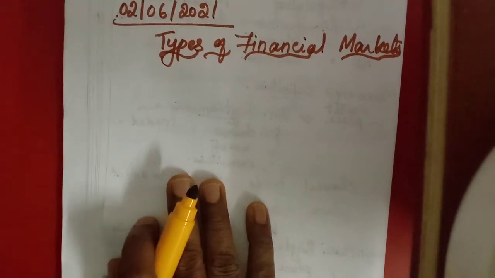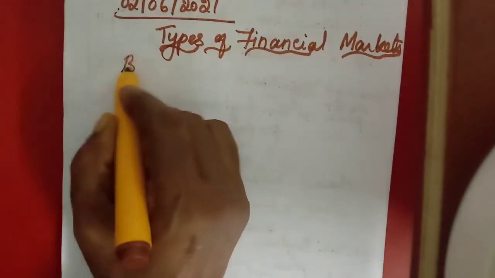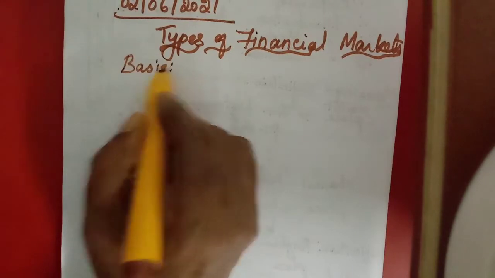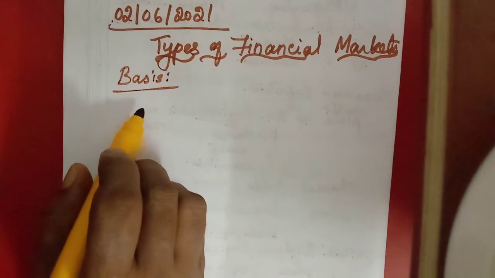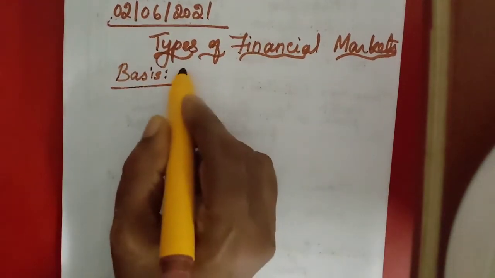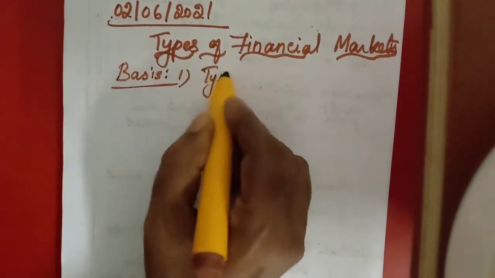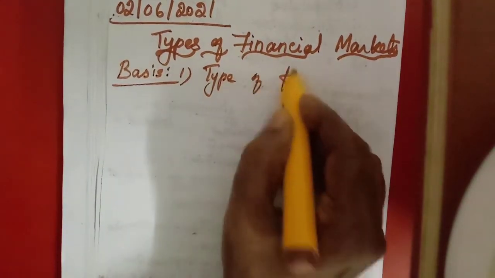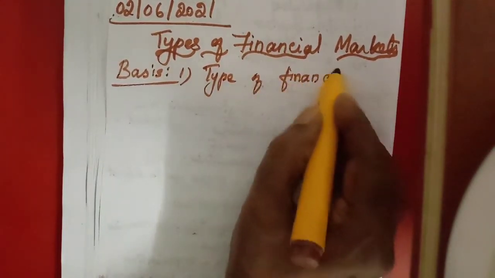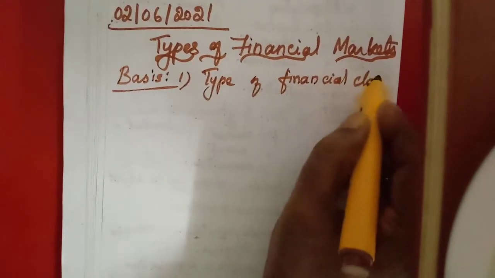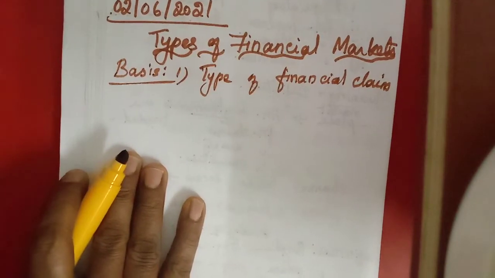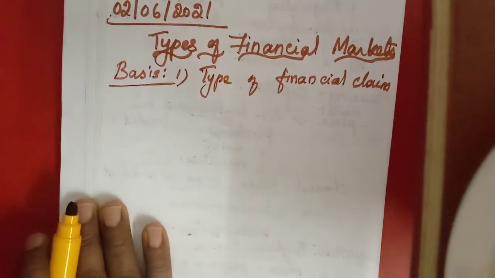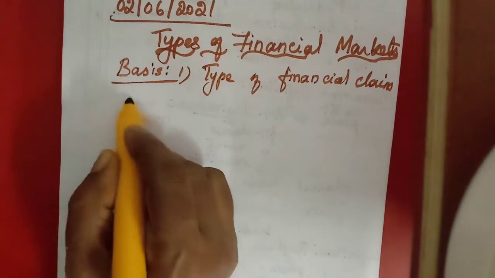It is divided on different bases. On different bases, this financial market is divided. The first basis is the type of financial claim. On the basis of the type of financial claim, it is divided into two.